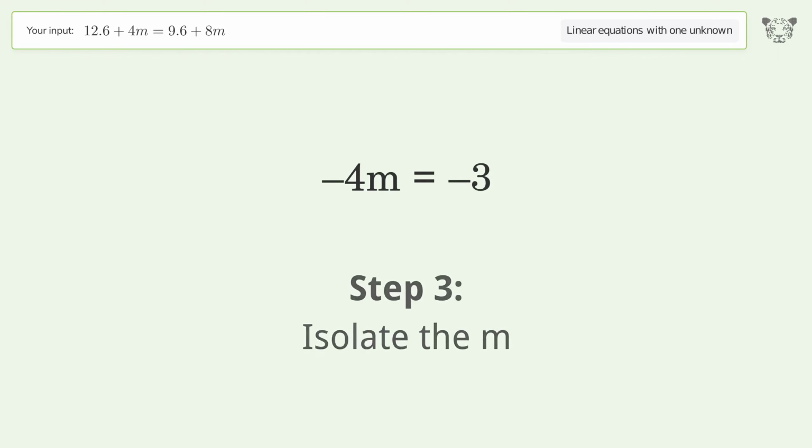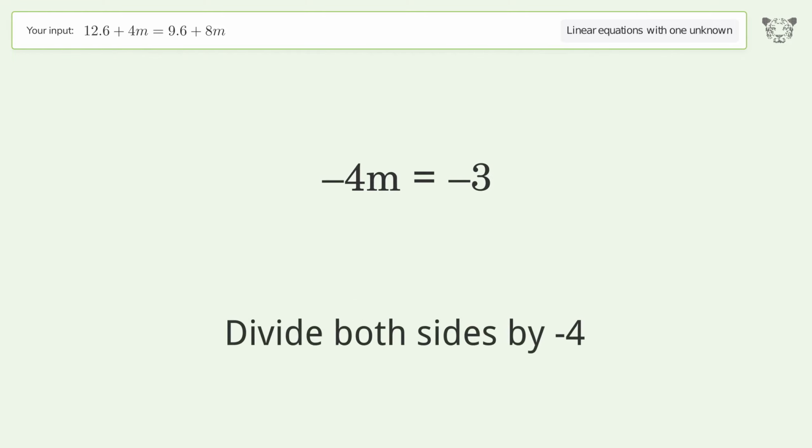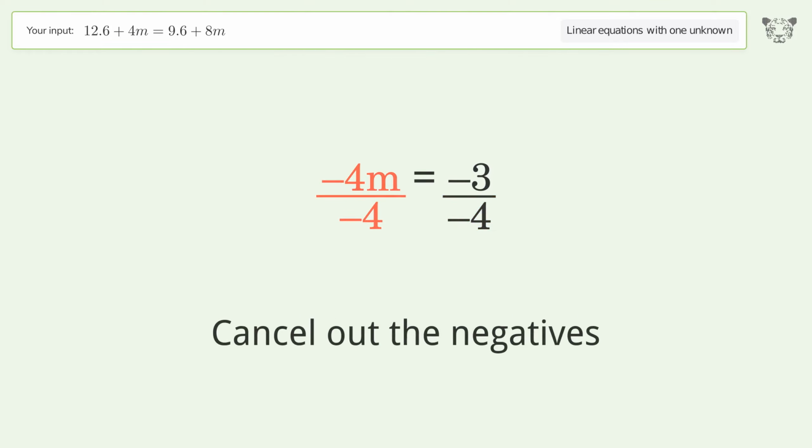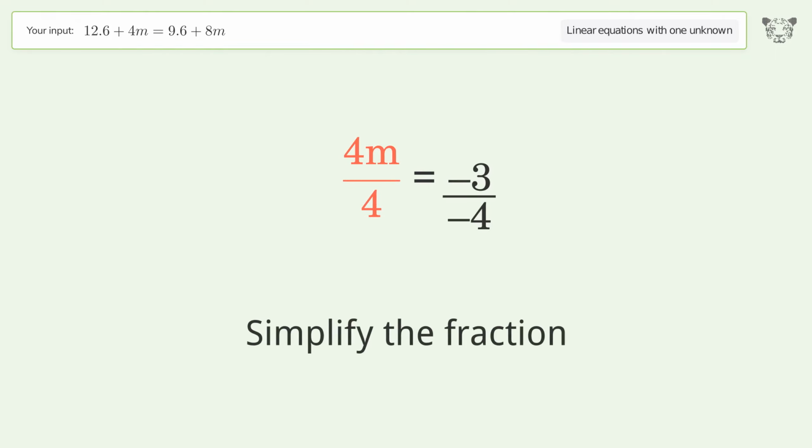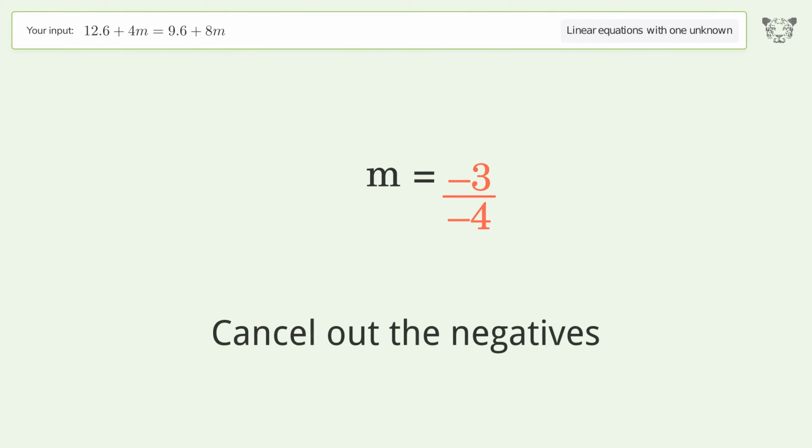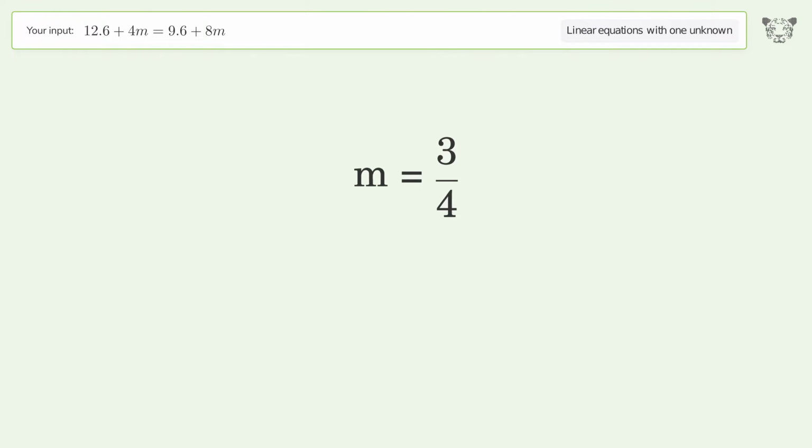Isolate the m. Divide both sides by -4. Cancel out the negatives. Simplify the fraction. Cancel out the negatives. And so the final result is m equals 3/4.